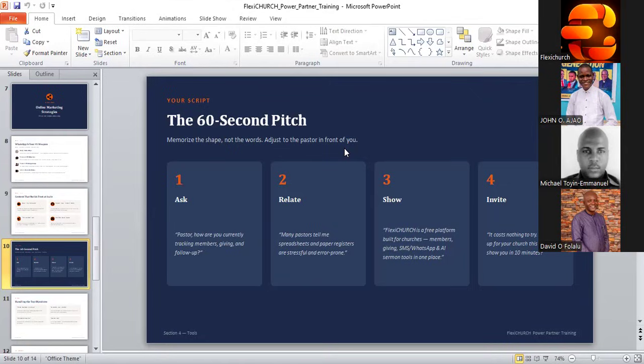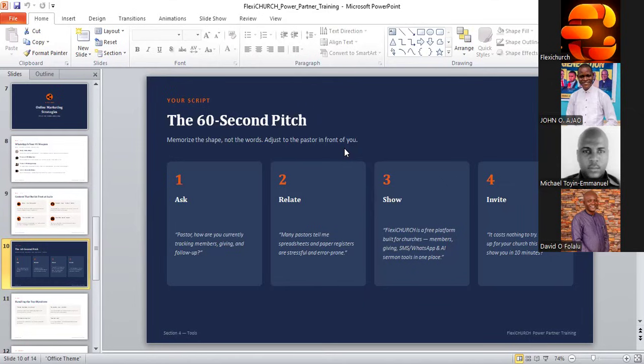When you approach a person, for example, a pastor, you don't begin to talk about Flexichurch. You ask questions like, how do you currently follow up first-time visitors? Or how do you keep track of your members? How do you communicate with the entire church? I mean, what happens when somebody has a birthday or other occasions? How do you spread information and stuff like that?